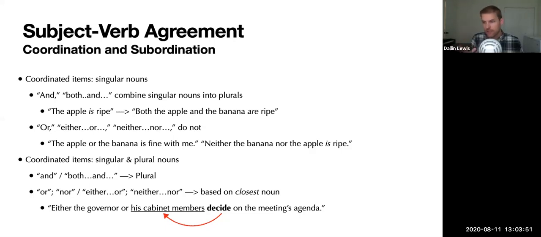If we flip the sentence and said his cabinet members or the governor decides on the meeting's agenda, then you would make that verb singular because the governor would be closest to the verb. So when you're using or, that's how you coordinate them.